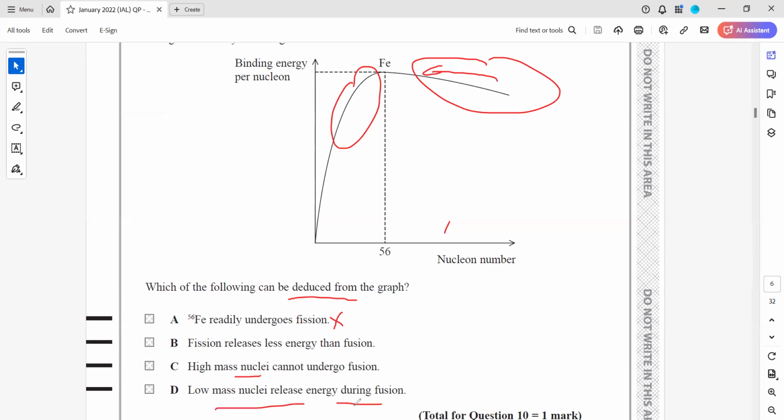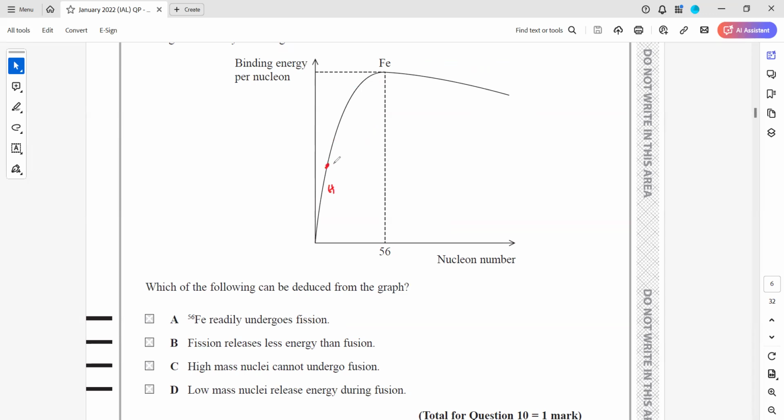Low mass nuclei release energy during fusion. How do we deduce that from the graph? Whenever the binding energy increases, for example when hydrogen is converted into helium, the binding energy per nucleon increases, so energy will be released to the surroundings. And the same thing: uranium converted into barium or krypton by fission, the binding energy per nucleon increases, so energy will be released.